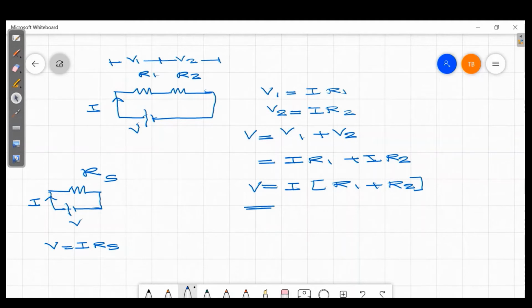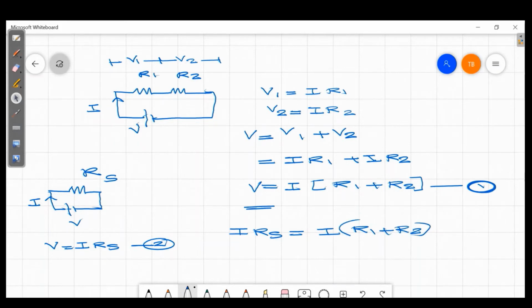Then we can compare the equations, right? So put it as equation number 2, and the other is equation number 1. Comparing equations 1 and 2, just look at the left side. For both equations, the left side is voltage, so we can compare the right side. That means I into RS is equal to I into R1 plus R2. So we can cancel I on both sides. Then we get RS, the equivalent resistance, is equal to R1 plus R2.